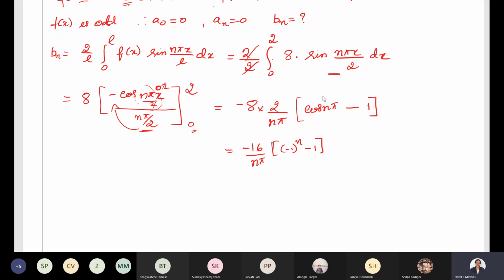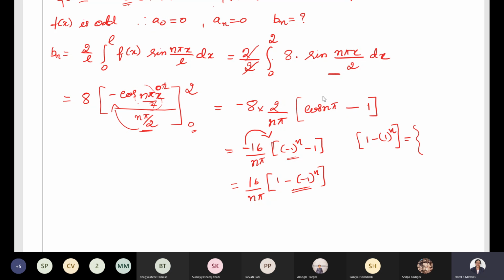One more thing we have discussed. We can take this minus sign inside and I can write it as 16 by n pi into 1 minus minus 1 power n. What I did, I multiplied this minus 1 to the entire term. That time it will be 1 minus minus 1 power n. Then one more thing we can rewrite over here: 1 minus minus 1 power n.